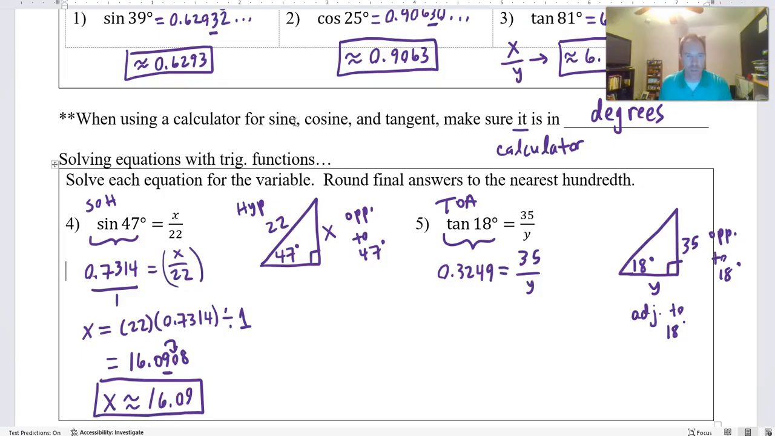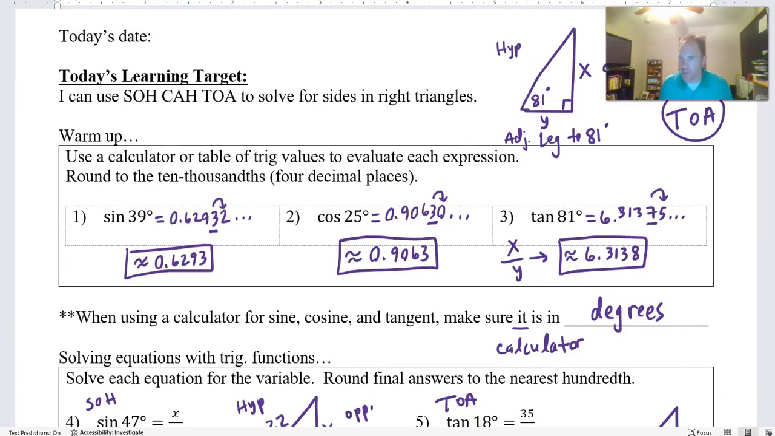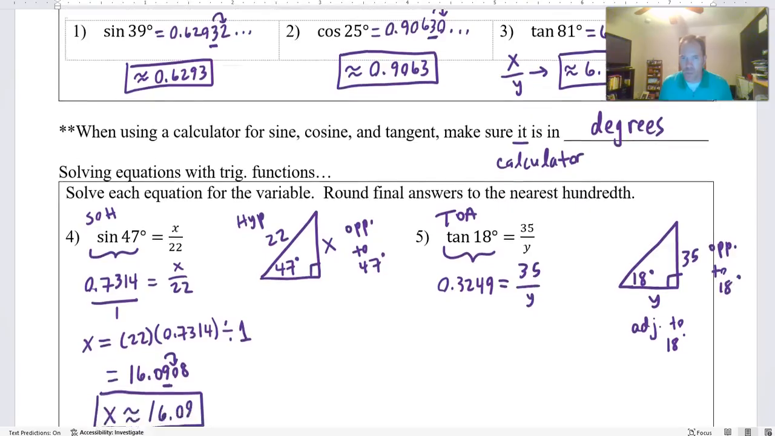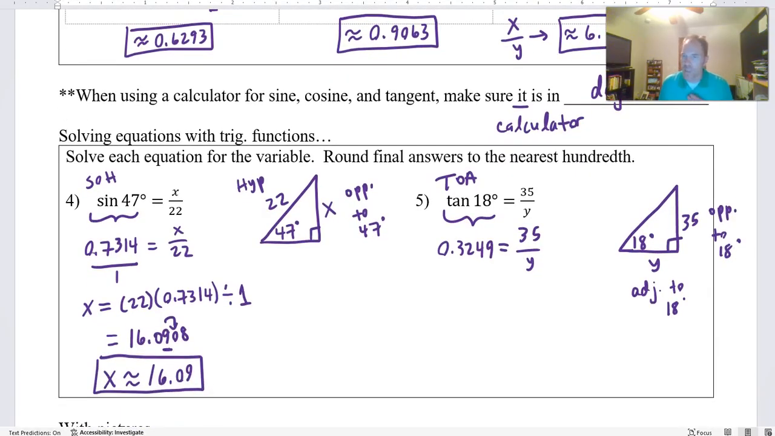I mean, yeah, that works, but let's go back to here. Here it's a little more difficult because you're not dividing by 35, you're dividing by the variable. So this is really where I would recommend put that decimal over 1 and then do your cross multiply and divide. So we'd have 1 times 35, those are our diagonal numbers, and then we would divide by that decimal. And you can punch that into the calculator.